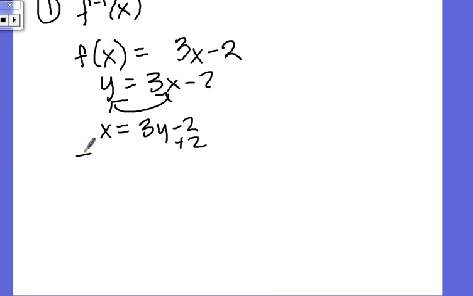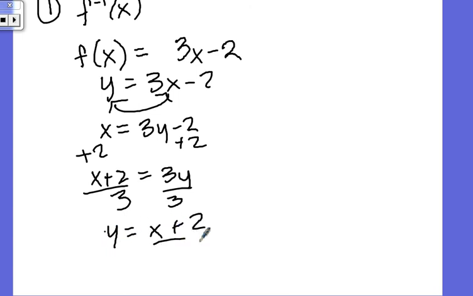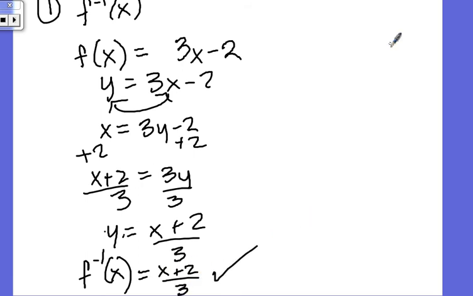So we're going to just take care of things here. Divide by 3. And we get y equals x plus 2 over 3. Last step is to change this back to function notation, and we call it the inverse of x is equal to x plus 2 over 3, and there you go. That's number 1. Alright, the next one I'm going to go over is number 3.